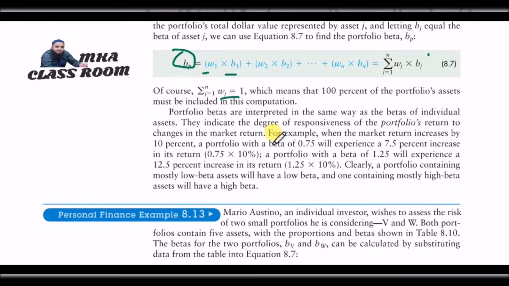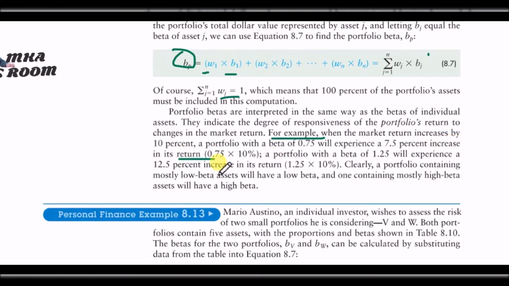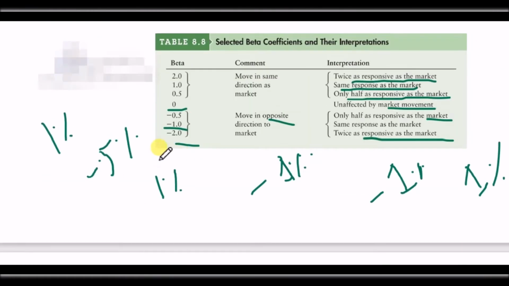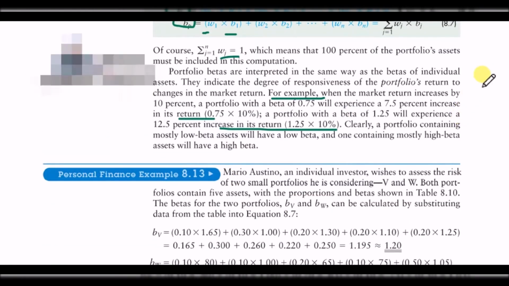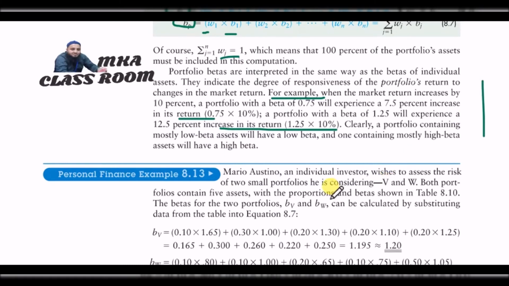For example, when the market return increases by 10%, a portfolio with a beta of 0.75 will experience a 7.5% increase in returns. A portfolio with a beta of 1.25 experiences a 12.5% increase in the return in this way. What we have discussed previously is explained very well in these examples by Professor Gitman.